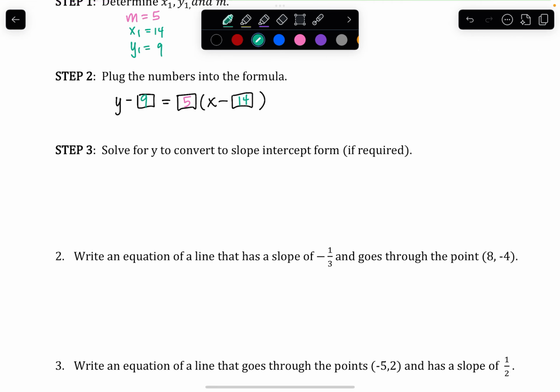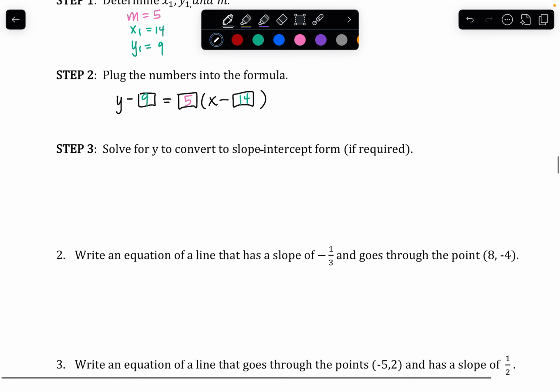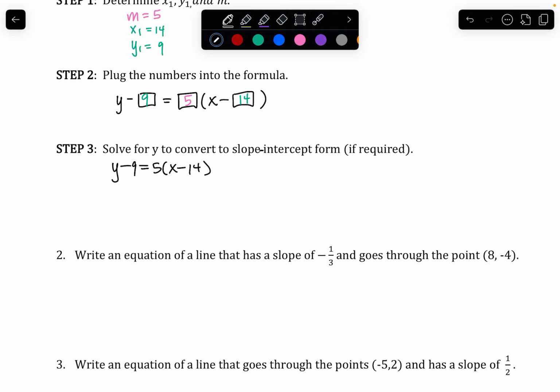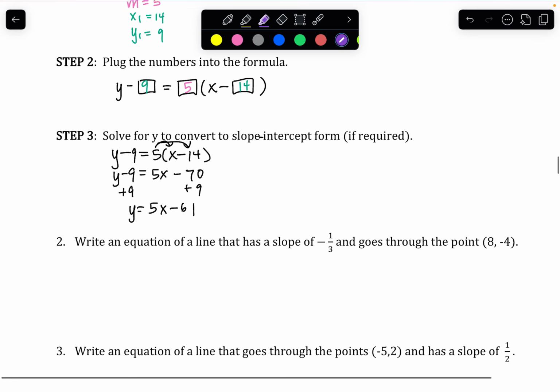Okay, and so the last step is to convert to slope-intercept form. Usually tests like slope-intercept form, and so to convert our equation, I'm going to rewrite it here. To slope-intercept form, your first step is to get rid of the parentheses. We need to distribute, and then isolate the y by moving this 9 to the other side of your equation. So we need to add 9, inverse operations. Okay, and so that is our slope-intercept form, y equals mx plus b.